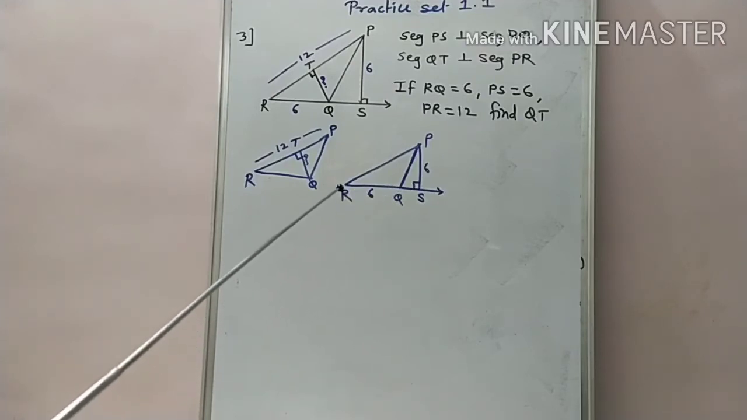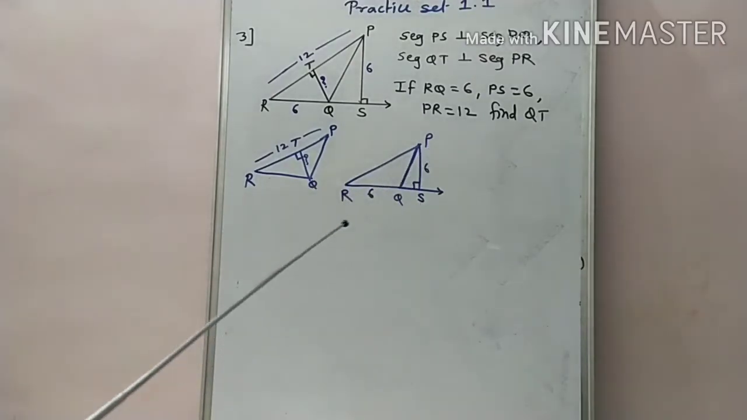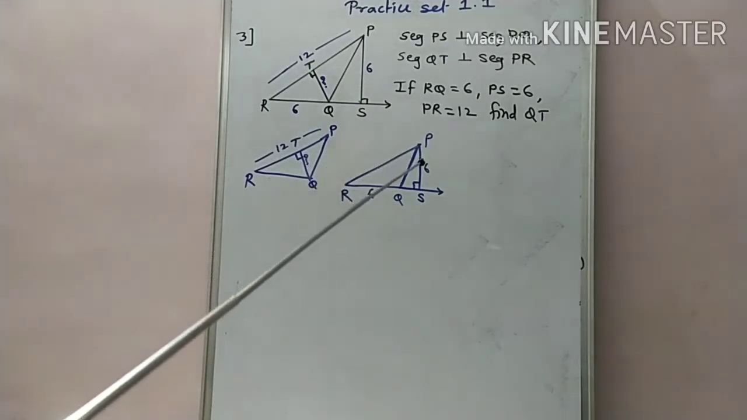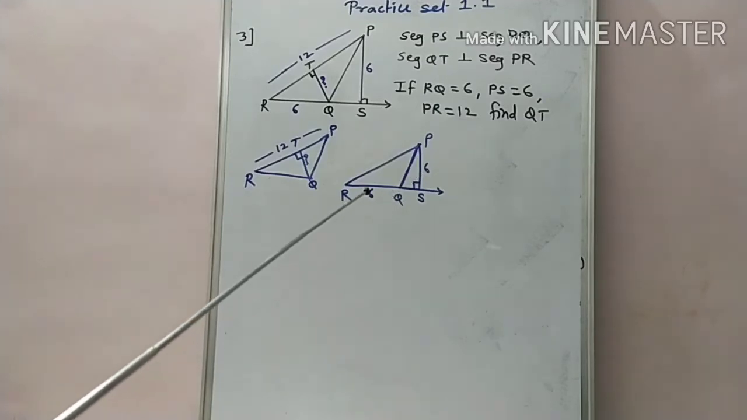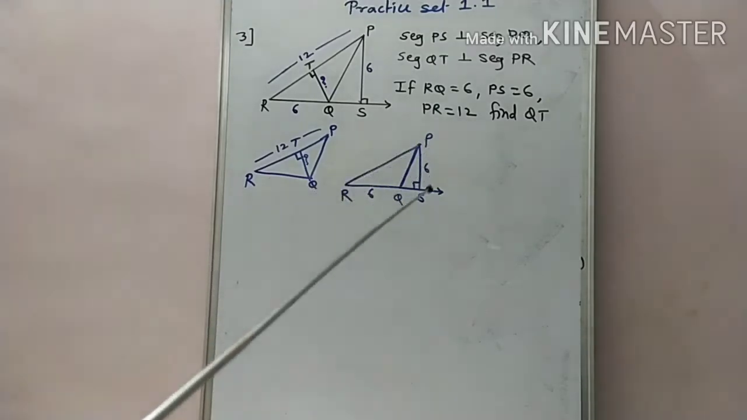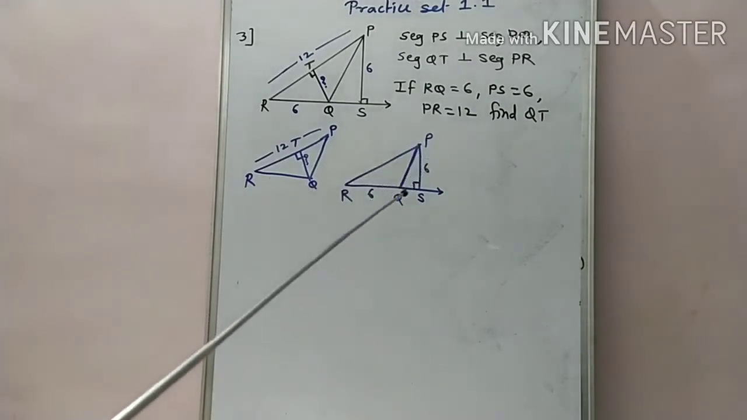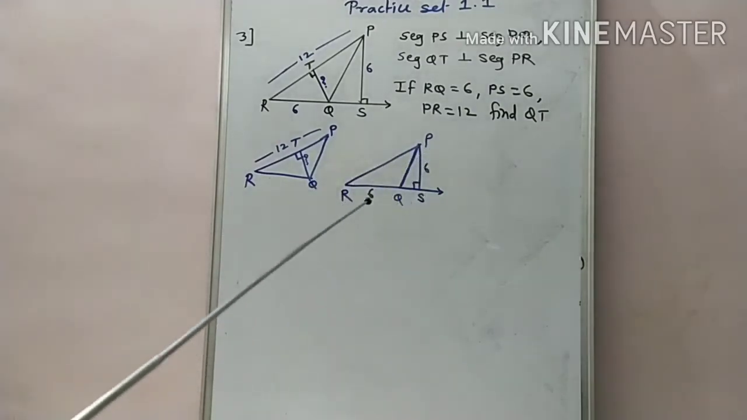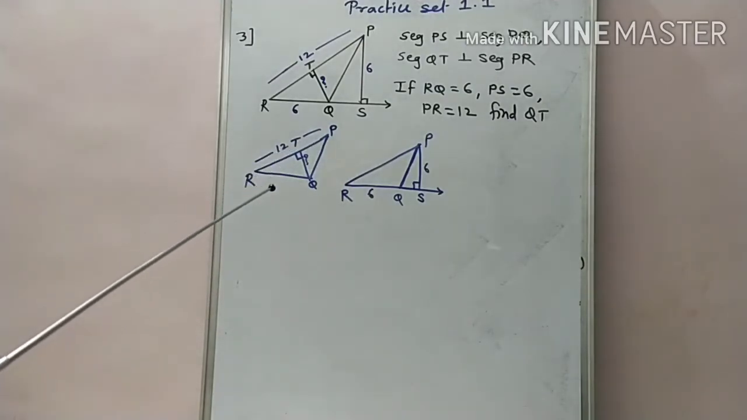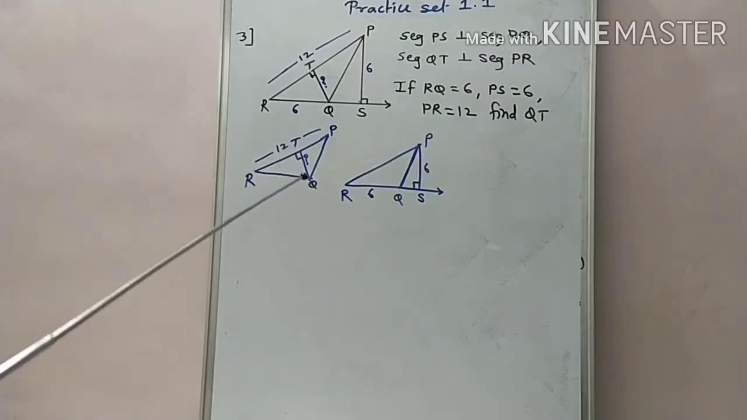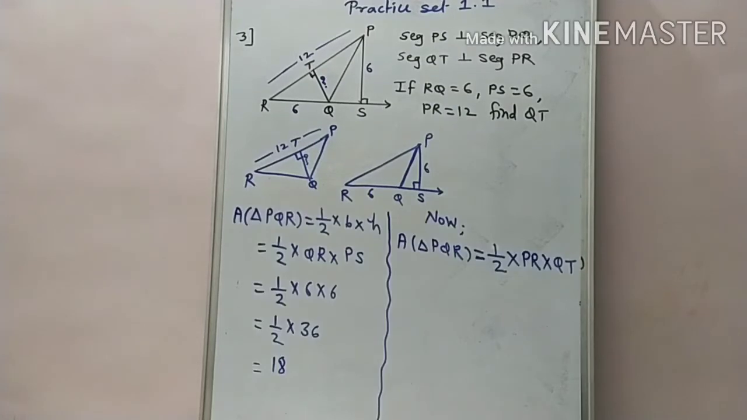So what does it mean? From this triangle PQR, where PS is the height and QR is the base, we have the values of height and base. So we find the area of triangle PQR using this base and height, and we use that area here, and then we can find QT, the height of that same triangle PQR. So pay attention over here.